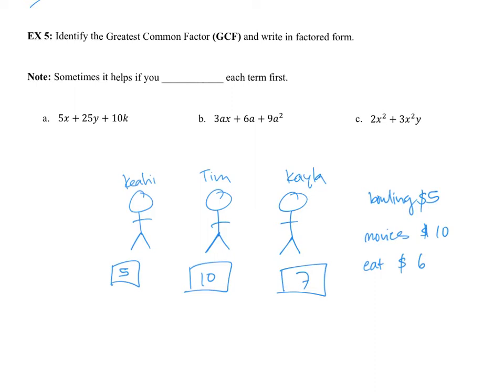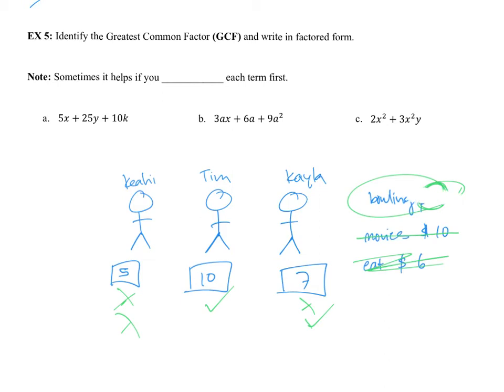Well, for bowling, let's see. It's only $5, and they all have enough money to go bowling, so that's something they can do. How about movies? That's $10. Keahi can't go to the movies, and neither can Kayla, so that's not going to work. Let's see. Eating out is $6. Well, Keahi can't eat out, Tim can eat out, and Kayla could eat out. But remember, all 3 of them want to go along. So the only option they have is bowling, which would be $5. So $5 is the greatest common factor that they all have. They all have $5. Okay? So that's the concept we're going for. We want to see if we can find something they all have in common.